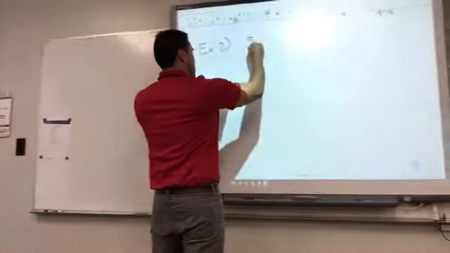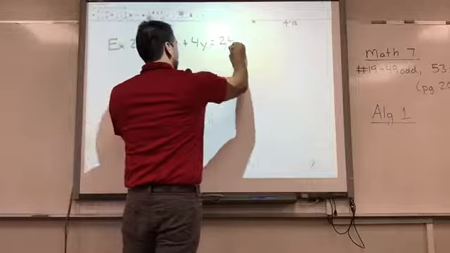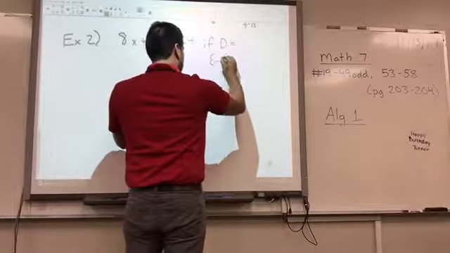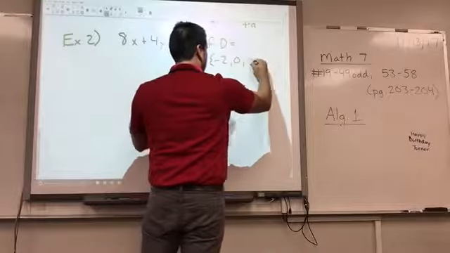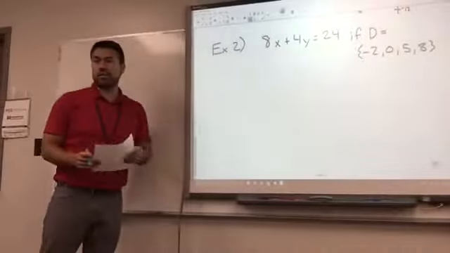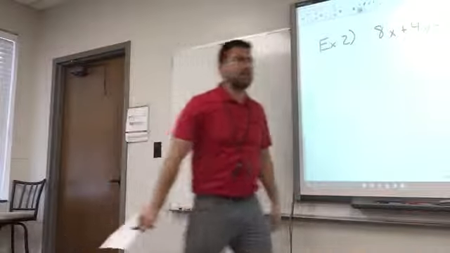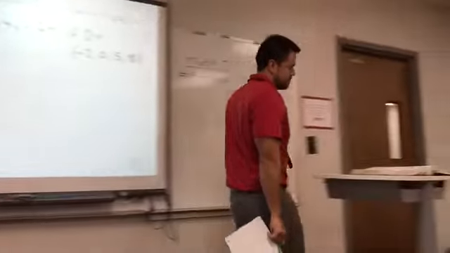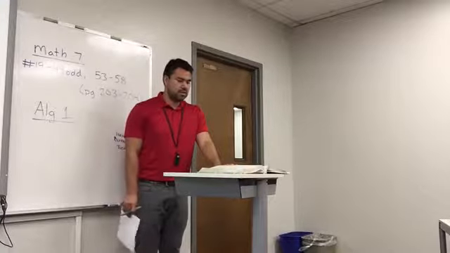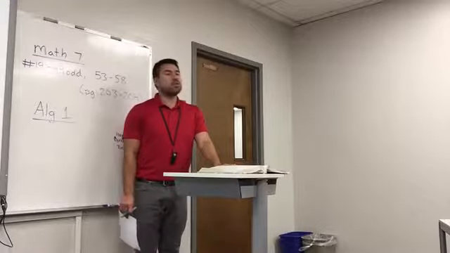They say 8x plus 4y equals 24 if the domain is equal to -2, 0, 5, and 8. Okay. What do they want me to do in example number 2? Read the instructions, Maggie. And they give you those domain values. Do they want you to graph it?